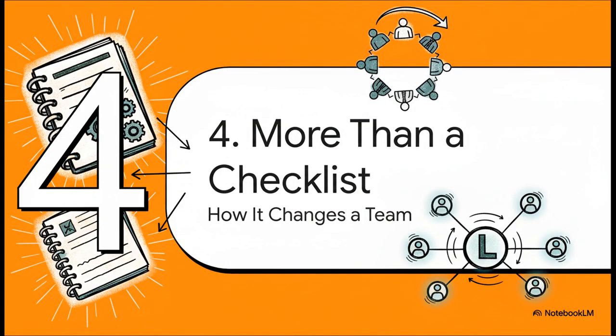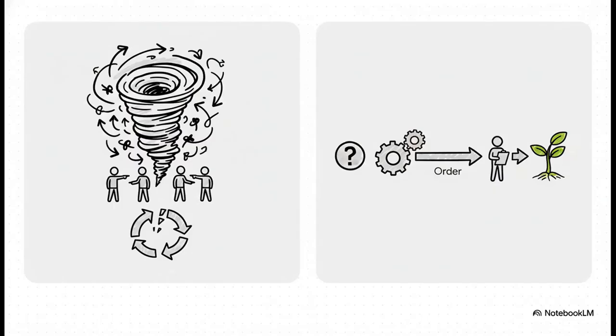Now, this is where it gets really interesting, because the power of this little log goes way beyond just fixing one problem at a time. This is way more than a checklist. It's a tool that can fundamentally change how an entire team operates. Just look at this comparison. It paints such a clear picture. On the left, that's what happens without a system. Pure chaos, people pointing fingers, and the same mistakes happening over and over again.